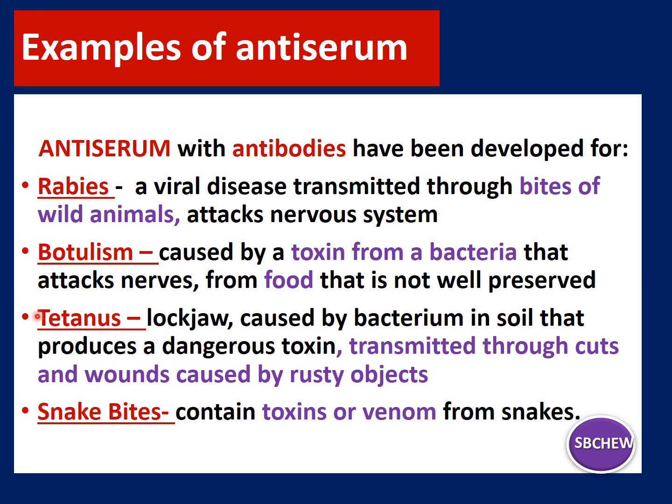Tetanus or lockjaw is caused by bacteria in soil, a certain bacteria that produces a dangerous toxin too, and normally is transmitted through the cuts and wounds caused by rusty objects like nails and other objects in the soil, for example. And the last one is snake bites that contain toxins from the particular snake.